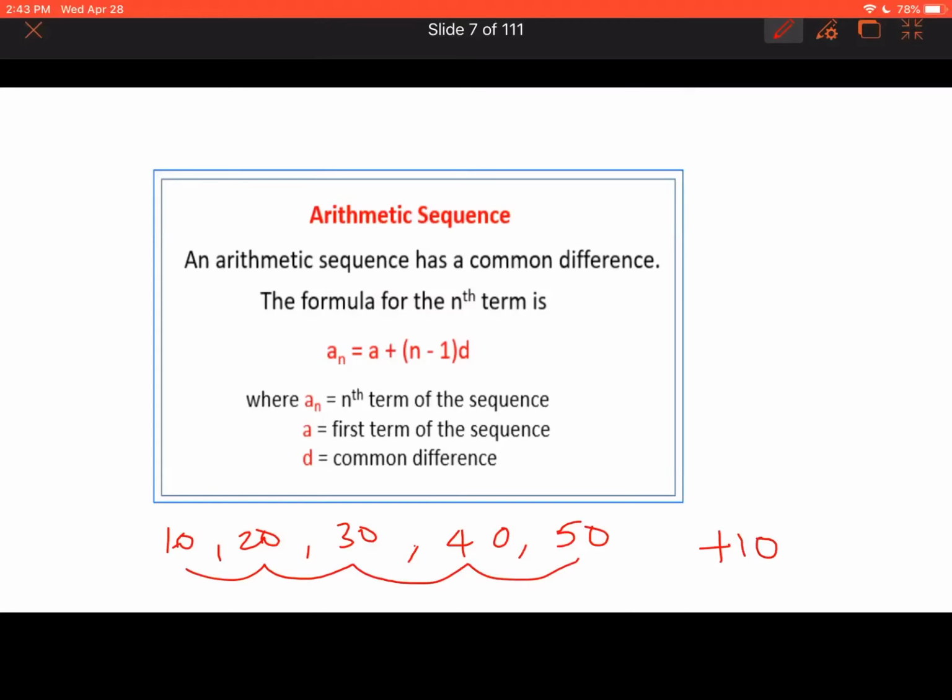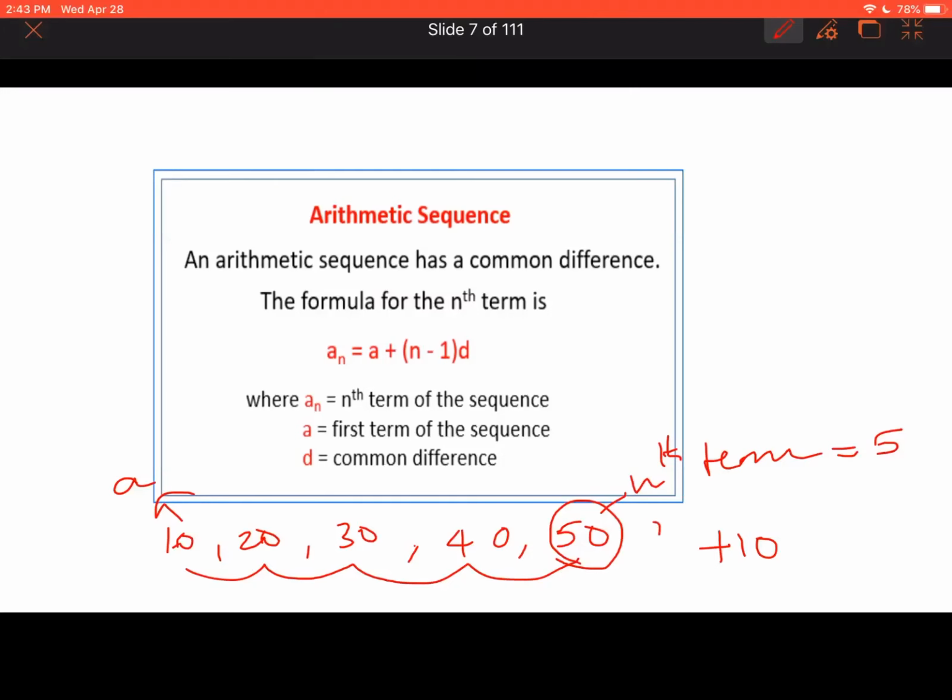One important formula we have to remember with respect to arithmetic sequence is the nth term formula. That is an is equal to a plus n minus 1 d, where an is the nth term. What is the number of the terms? The first one is called the a term. So first term, second term, third term, fourth term, fifth term. So the nth term of this sequence is 5.